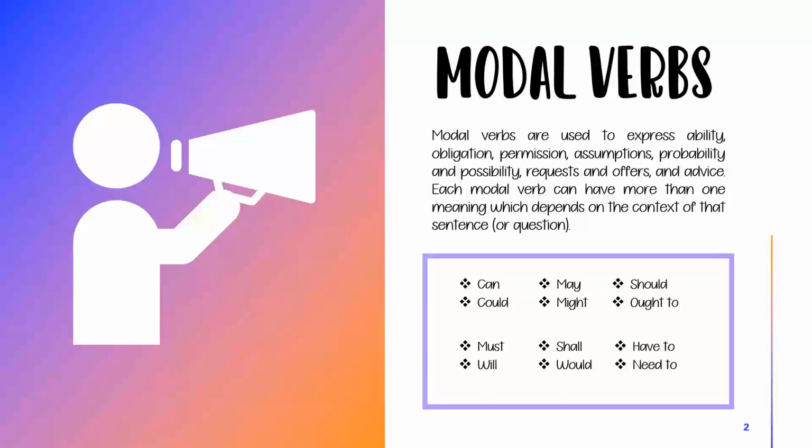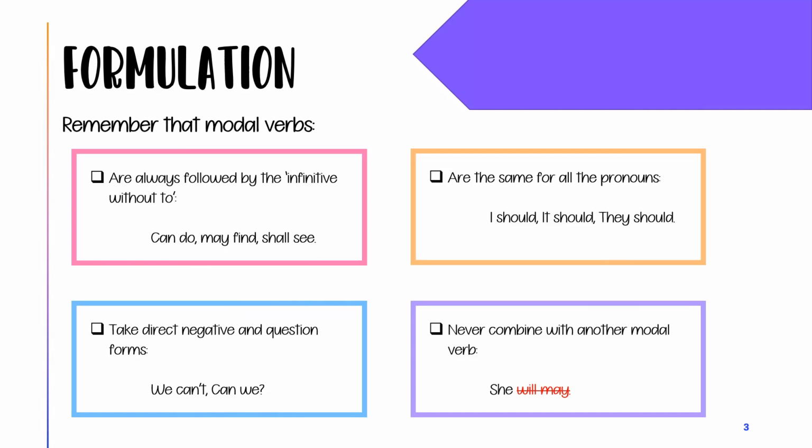The following words are modal verbs: can, could, may, might, should, ought to, must, will, shall, would, have to, and need to. The following rules should be taken into account when using modal verbs.